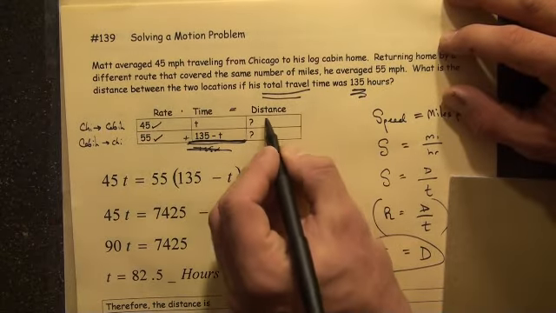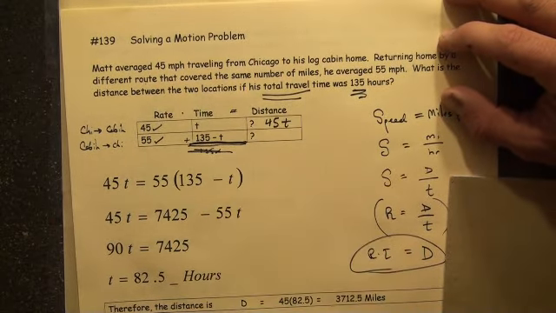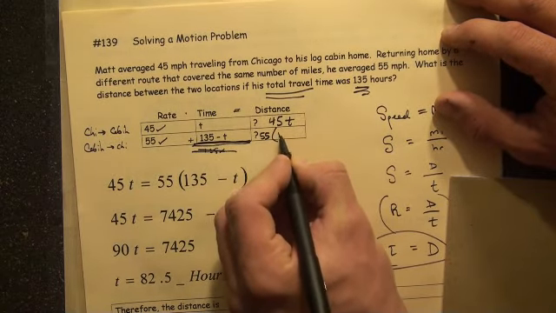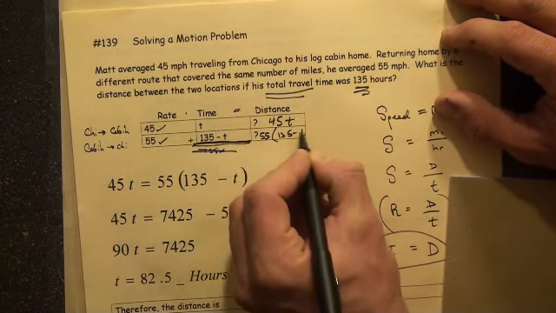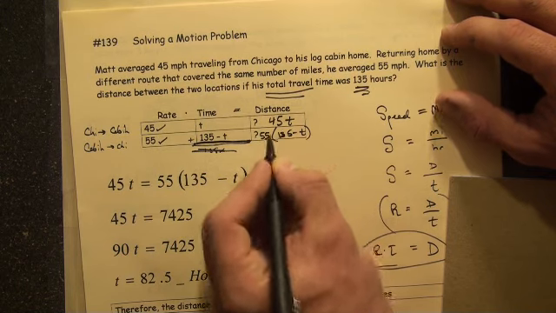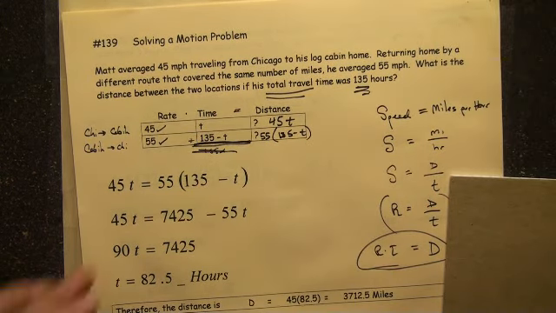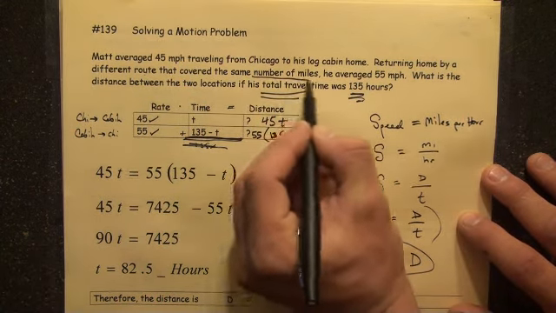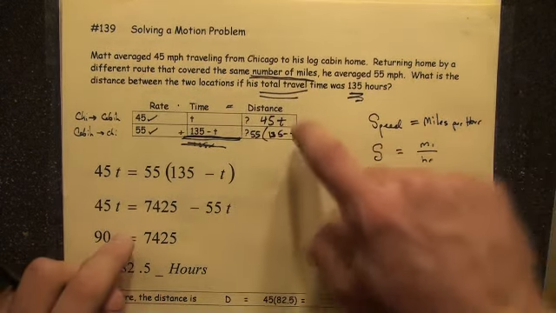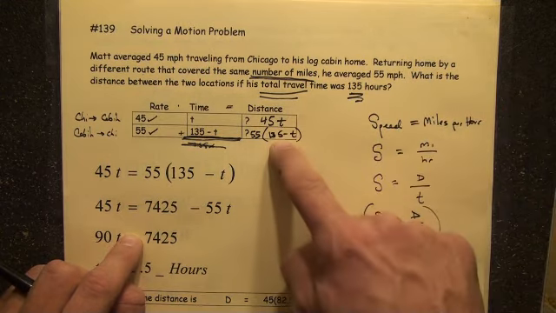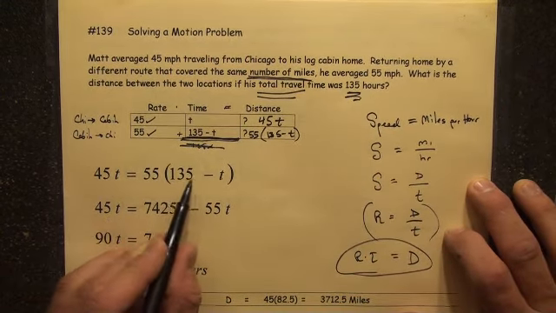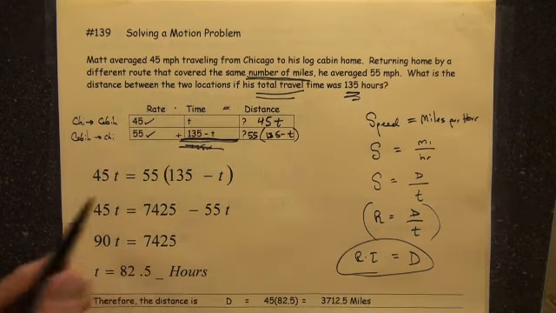What is distance? Rate times time. 45 times t, so we put 45t here. 55 times 135 minus t. So here's 55 times 135 minus t. All right. Now, what do we know here? Same number of miles. We know that this distance is the same as that distance because it covered the same mileage. So 45t equals 55 times the quantity 135 minus t.